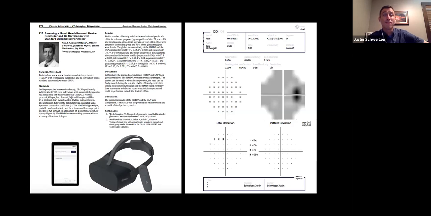Yeah, so the name of the virtual visual field is called Visual. It's spelled V-I-S-U-A-L-L. It's from a company called Olleys, O-L-L-E-Y-E-S, if you're interested in looking that up. So that's the name of the company.